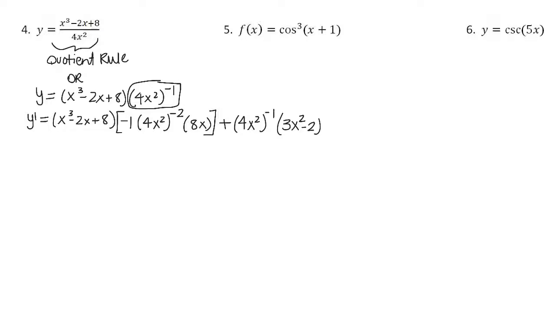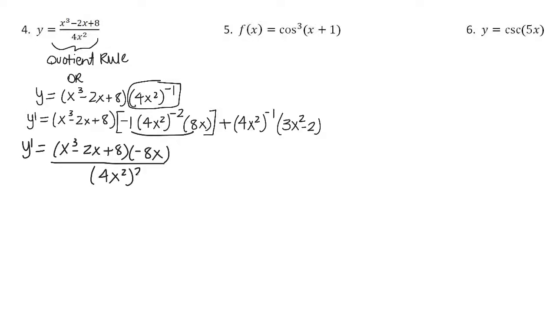Now we do have to go back now and address all of those negative exponents. So if we do that, then let's see, what are we going to get here? We're going to have y prime equals, and let's see, what stays on top? We have x cubed minus 2x plus 8. That stays on top. What else is on top? Negative 8, negative 8x, isn't it? Okay, and that term is all over 4x squared raised to the positive second now.